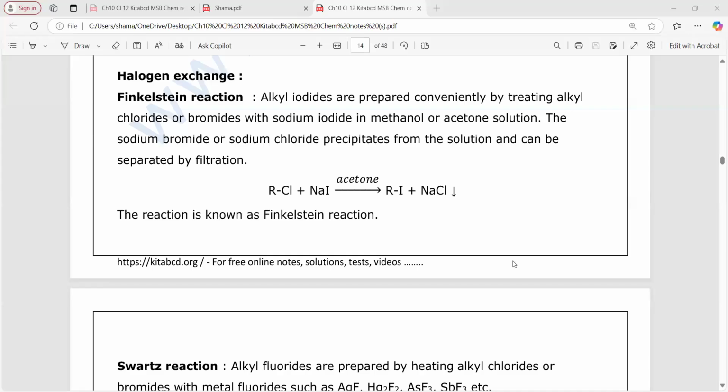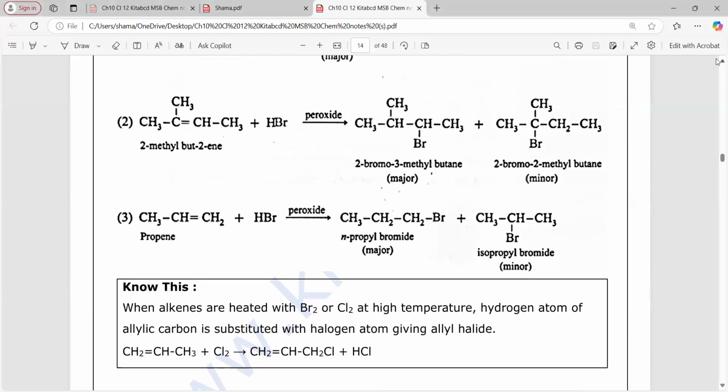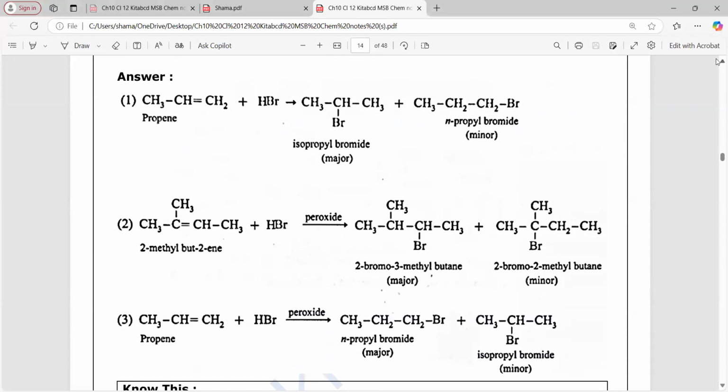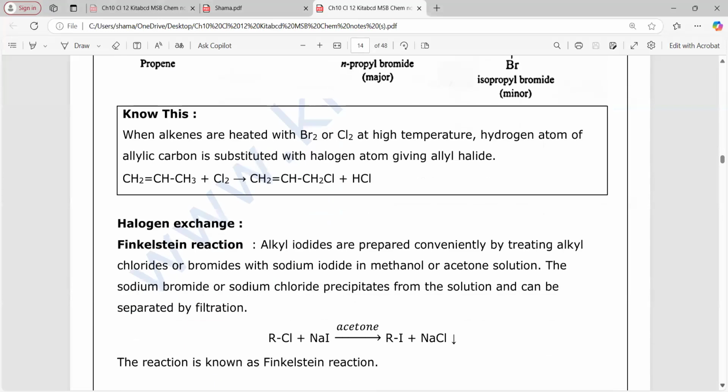So I think yesterday we learned about the Markovnikov rule and the anti-Markovnikov rule, correct? And I asked you to take a screenshot of it and write down the things by yourself, isn't it? Okay. So see what is given here.